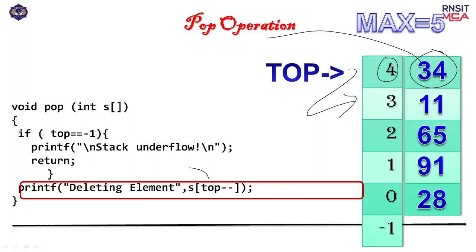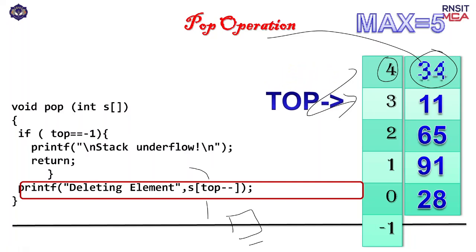It's a post decrement operator. So S of top is displayed first, then top is reduced by 1. So that's what it is doing. It is displaying the message output, that is, deleting element is 34 and it is removed. Top minus minus, top is reduced.